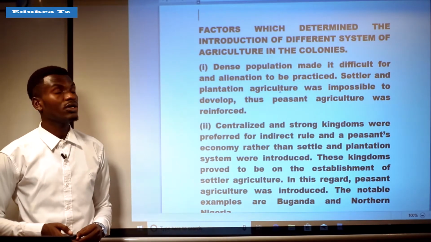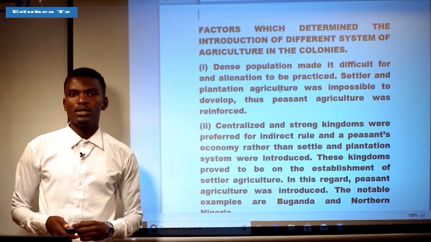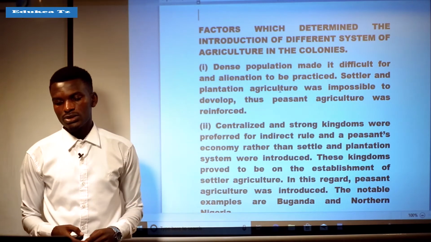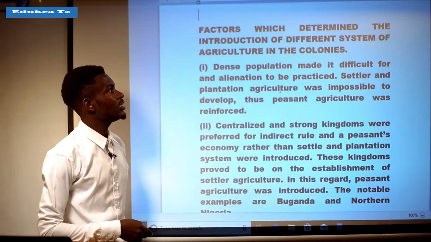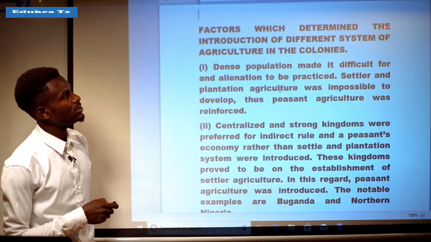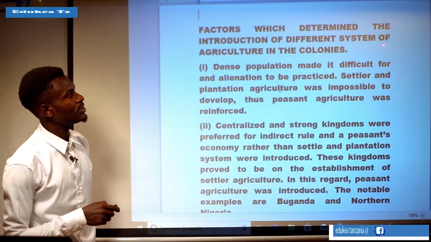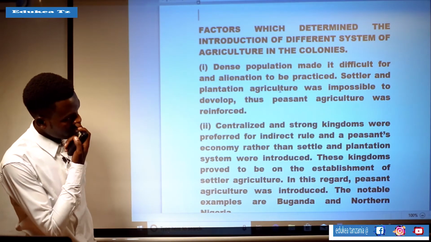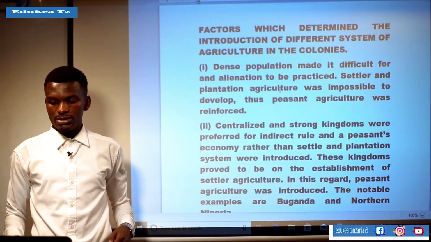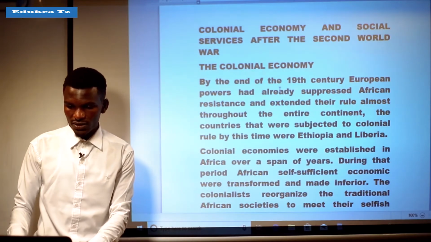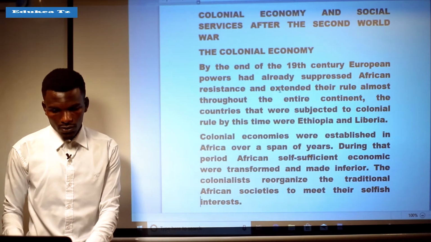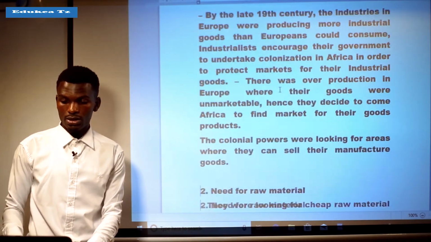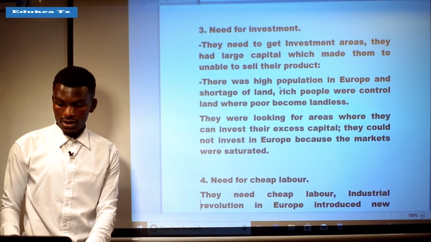In the last session we ended on the measures that indicated that the colonial state was violent. So now we are going to see the factors which determined the introduction of different systems of agriculture in the colonies.